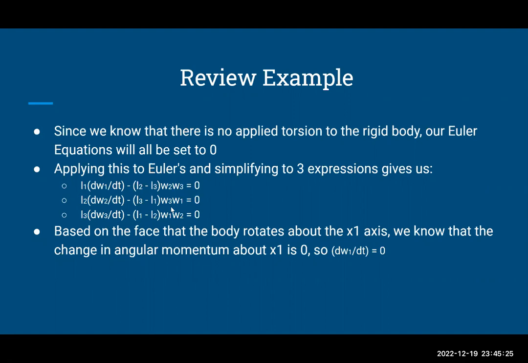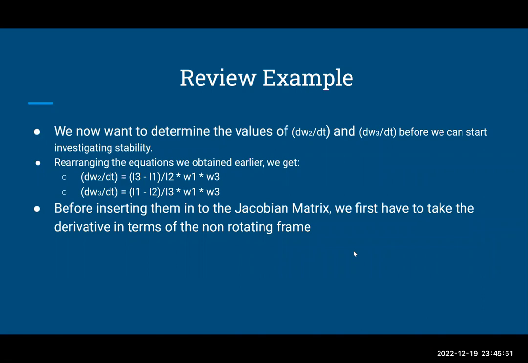And since we know that the body rotates about the x1 axis, that means our rotation about x1 is constant over time. So we know that dw1/dt, which is the change of rotation as time passes, is equal to 0 about the 1 axis. So we now want to determine the values of the change of the rotation about axis 2 and the change of rotation about x3 as time passes before we can start investigating the stability of the rigid body.